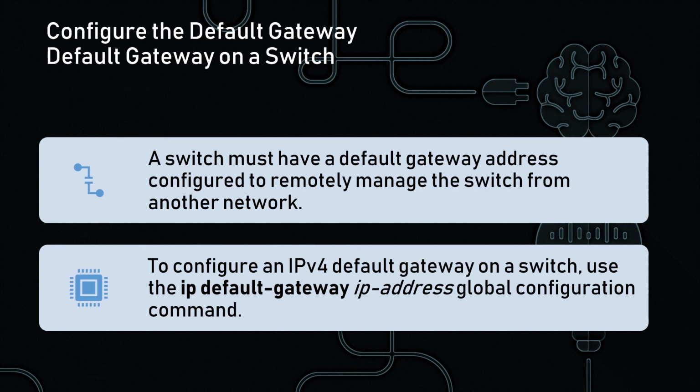A switch has to have a default gateway address to be remotely managed. If we use what's just called an unmanaged switch, we just plug it in, it will not be able to be remotely managed. To set up a default gateway on a switch, we have to use ip default-gateway and then declare the IP address in global config mode. We don't have to declare a mask. Obviously, the IP address itself will declare its mask.